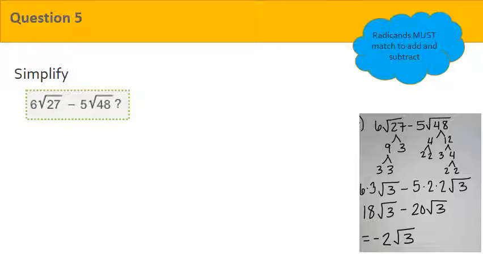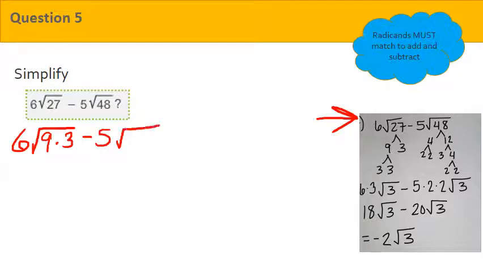We are simplifying. So we have 6 on the square root of 27 minus 5 on the square root of 48. So again, if you want to use the factor trees, it's over here on the right. So I'm going to figure out what perfect square goes into each one of these. So I have 6 square root, now 27. What perfect square goes into 27? Well, that is 9 times 3. So the perfect square is 9.